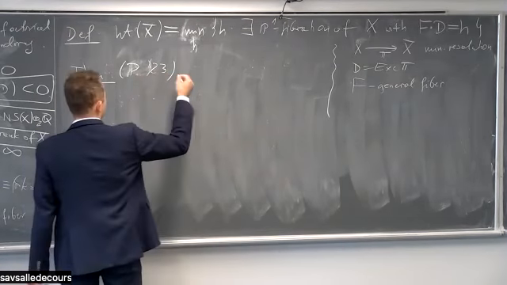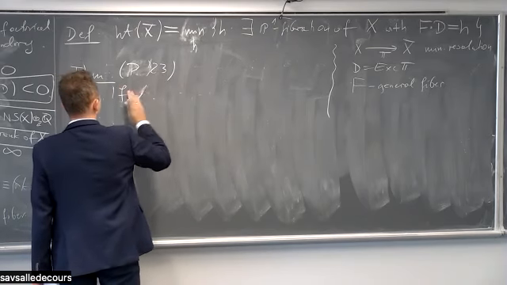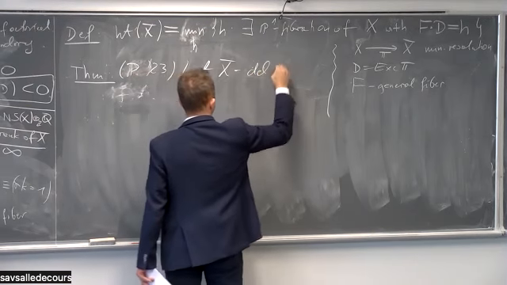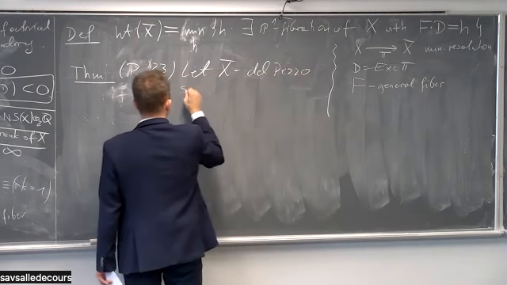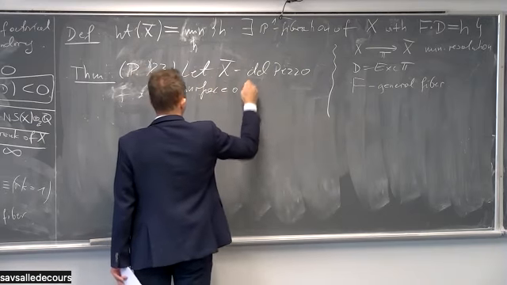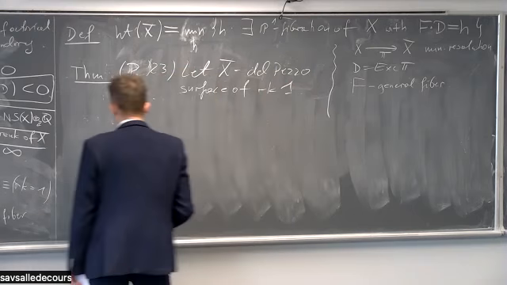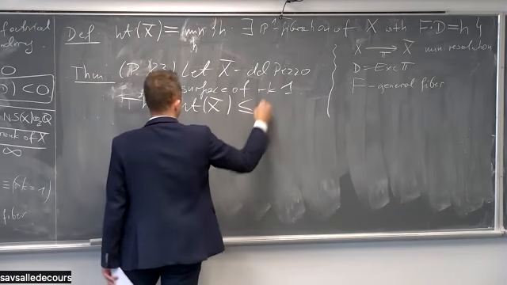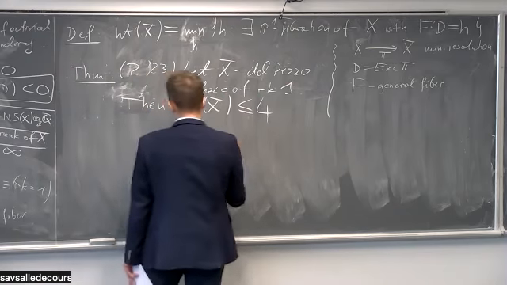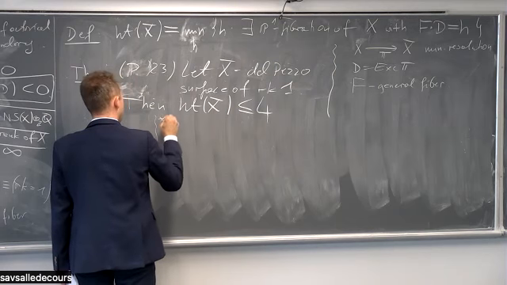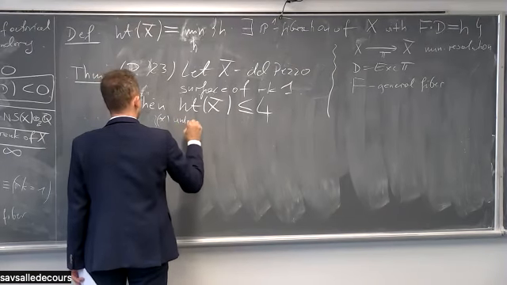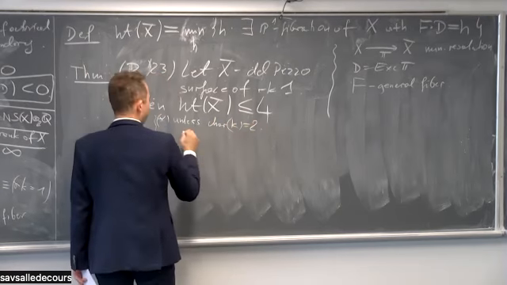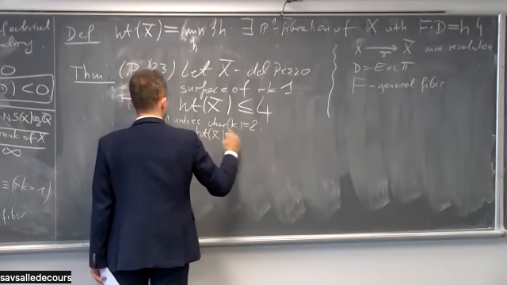So if X bar is a del Pezzo surface of Picard rank 1, then the height of X bar is at most 4, with a small exception, unless the characteristic of the base field is 2, and then the height of X bar is equal to 6.